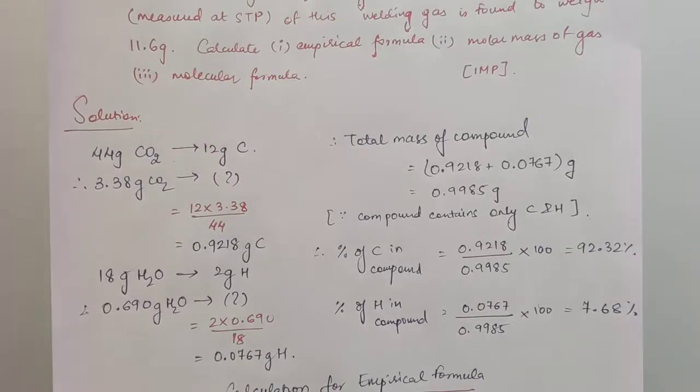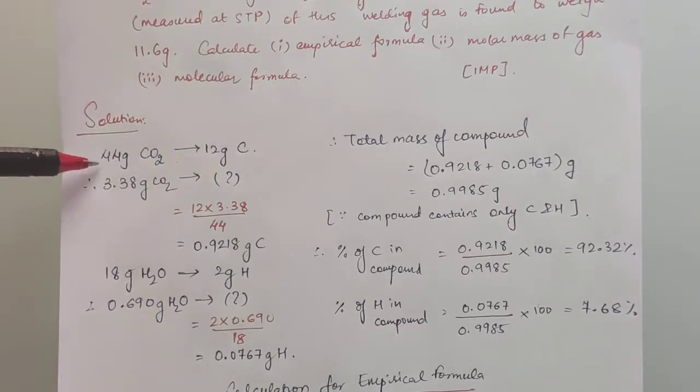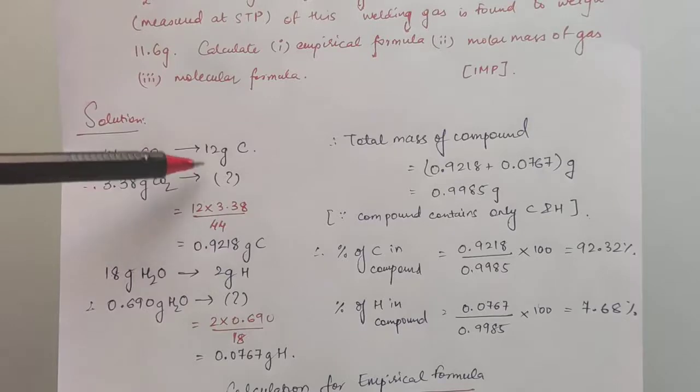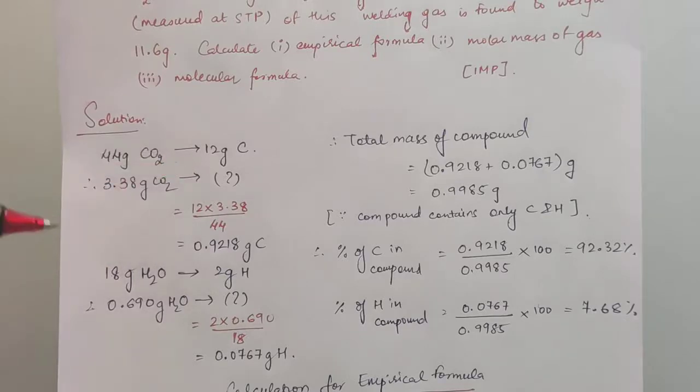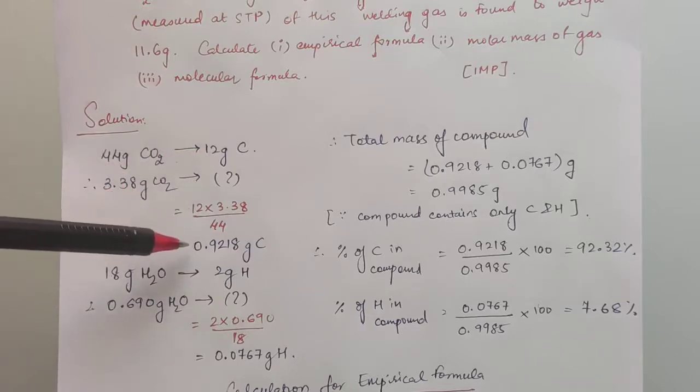See, obviously the molecular mass of carbon dioxide is 44. So can I say 44 gram of carbon dioxide contains 12 gram of carbon? In the question, you have been given 3.38 gram of carbon dioxide. So 3.38 gram of carbon dioxide will contain how much carbon? Simple unitary method, students. 12 into 3.38 divided by 44. So that is 0.9218 gram of carbon.